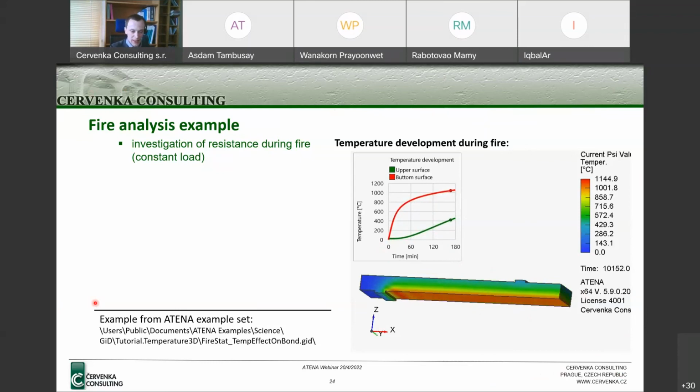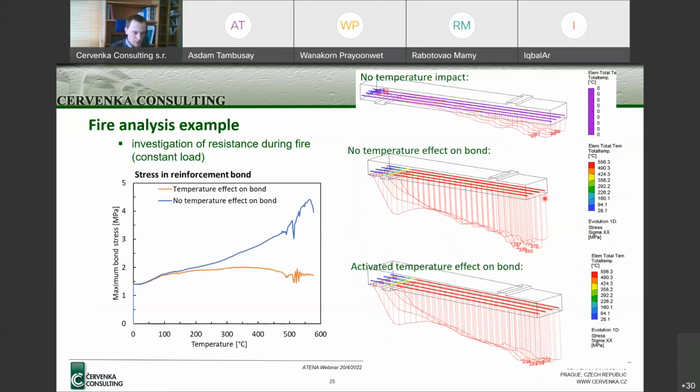And then I will take this result and import it into the static module to investigate how the elevated temperature affected my model. On the right side of this slide, we can see 3 different cases. The top case shows the analysis without the elevated temperature. Normally, under the given load, we would have approximately 90 megapascal stress in the reinforcement.